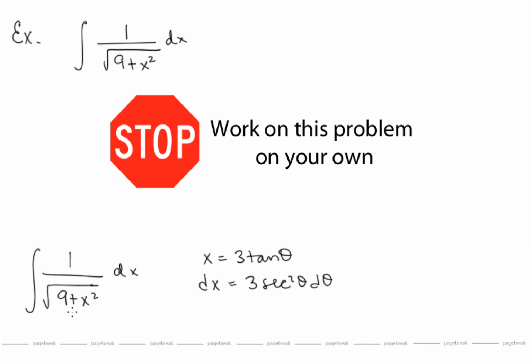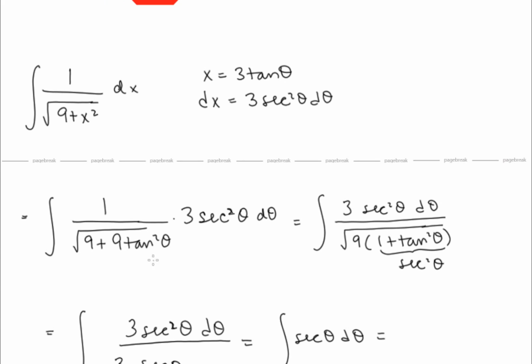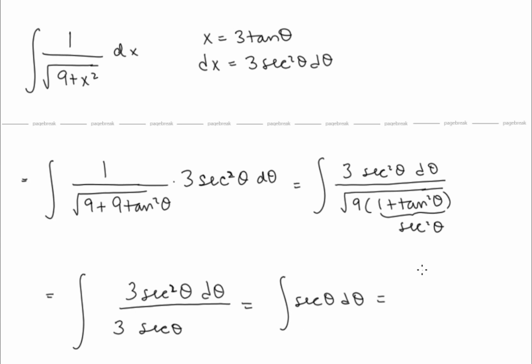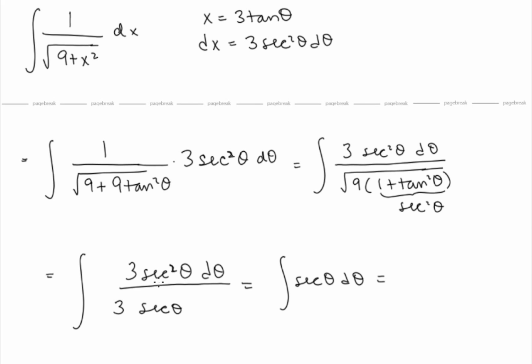Here we see the radical a squared plus x squared, so we make the substitution x equals 3 tan theta. And then from there we get dx is equal to 3 secant square theta d theta. So we make our substitution here. We factor the 9, and this 1 plus tan square theta gets replaced by a secant square theta. So now we have in our numerator 3 secant square theta d theta, and in our denominator a 3 secant theta. So simplifying, we're left with integral of secant theta.